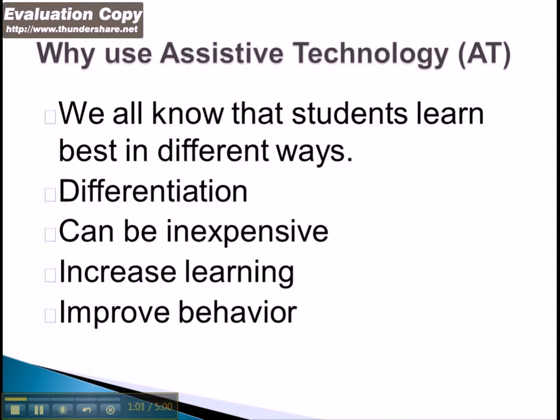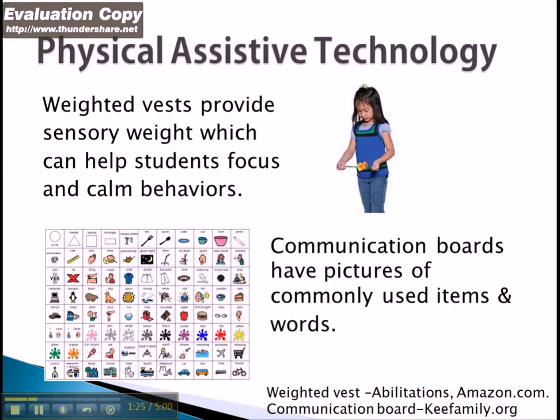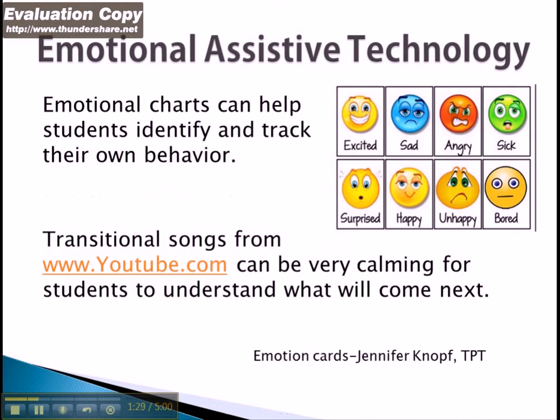You can also differentiate your classroom easily through assistive technology. It can be inexpensive if you know the right places to find it or the right tools to do. It increases learning, and it also can improve behavior. Some physical assistive technologies include tactile cushions, pencil grips, and you can look at the slideshow to see more of these examples. Weighted vests, communication boards.